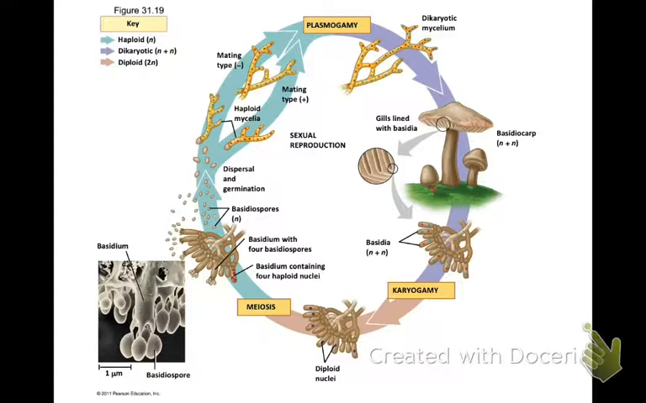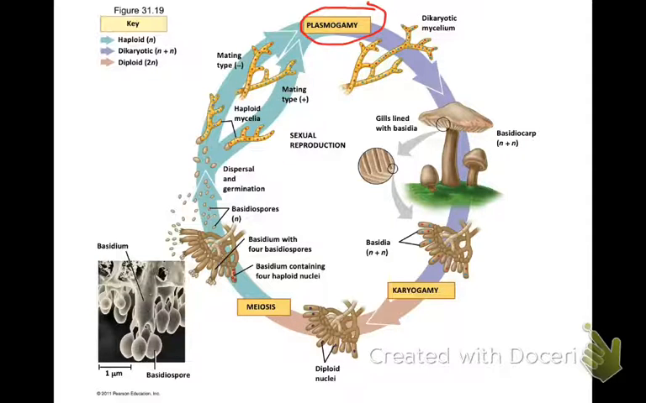So if we look at the life cycle of a basidiomycete, such as a mushroom, you have the haploid mycelia that will fuse with one another, again in that process of plasmogamy. And you will form a dikaryotic mycelium. And in the case of the basidiomycetes, these dikaryotic mycelia can live for hundreds of years.